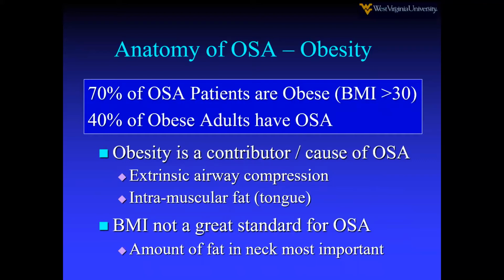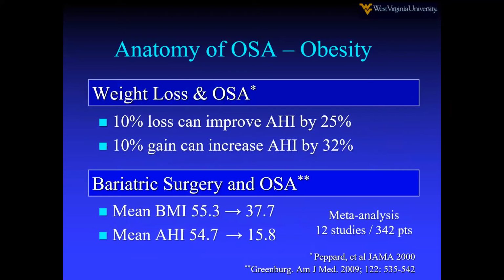So why is all of this happening? So we know obesity is a contributor or even a cause of sleep apnea because you have both extrinsic airway compression and then you have intramuscular fat in the tongue as well. Sometimes the palate will build up fat also. But then again, BMI is not a great standard for obstructive sleep apnea. It's the neck fat that's most important.